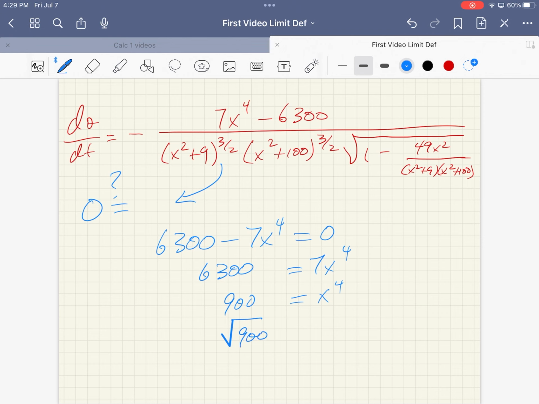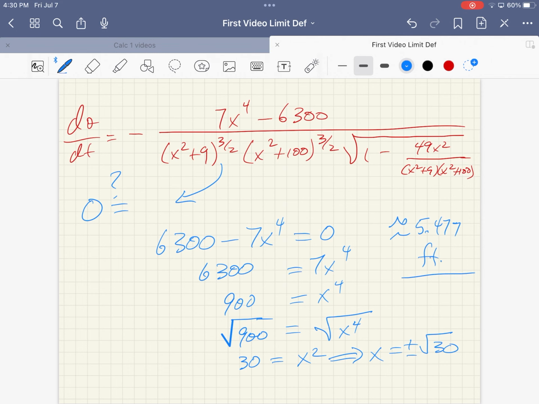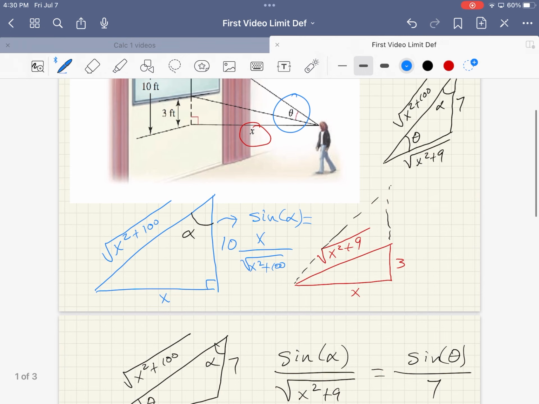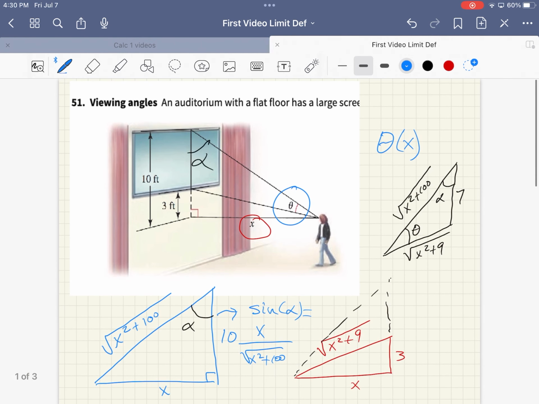Now, if I take the square root of both sides, I get the square root of 900 equals the square root of x to the fourth. So then I get 30 equals x squared, which means that x is going to equal plus or minus the square root of 30. Now, we don't want the negative one because we don't want a negative value for x. So we're going to say that the answer is the square root of 30, which is approximately 5.477 feet. And that's the value of x that will maximize the viewing angle.